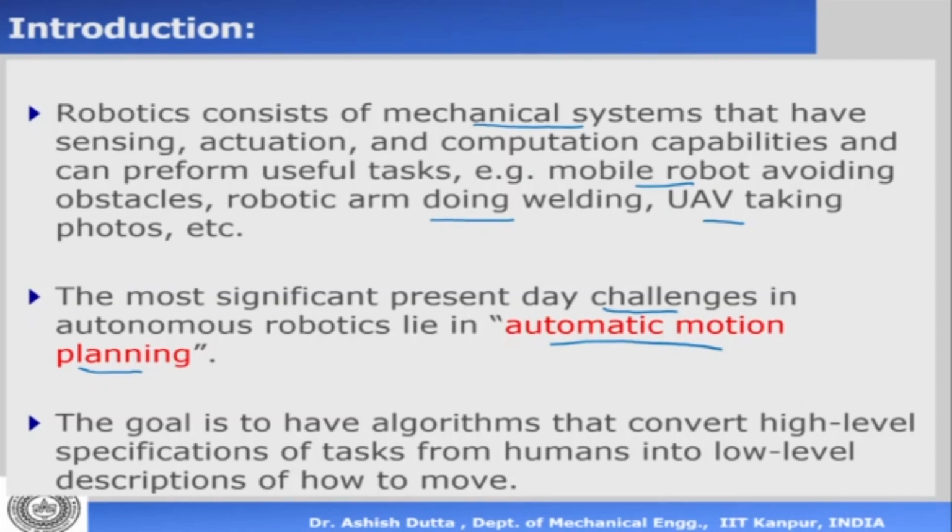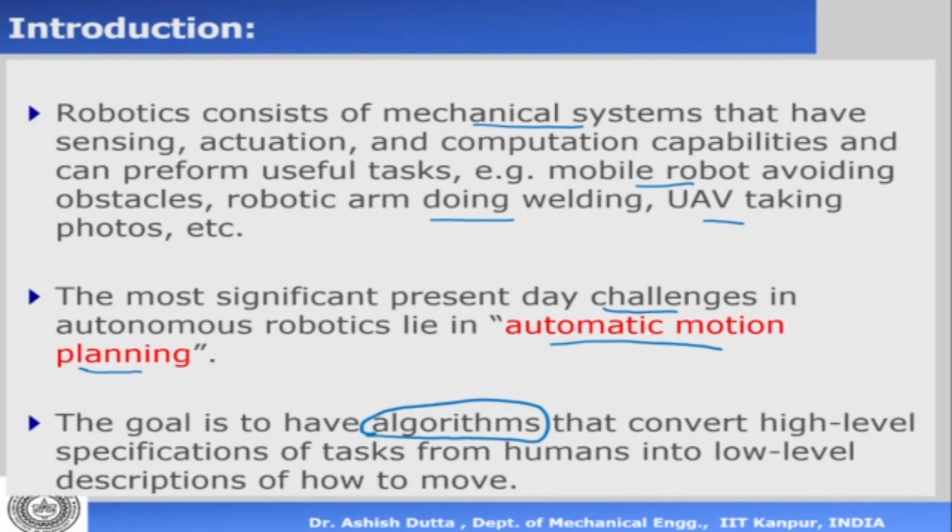If that be the case, and the robot has to move around, then it should be able to automatically generate its own motion. So this is probably the biggest challenge in the area of robotics today, autonomous motion planning or automatic motion planning. The goal of automatic motion planning is to have algorithms that can convert high-level specifications of tasks from humans into low-level descriptions of how to move. What does this mean? Algorithms are programs.